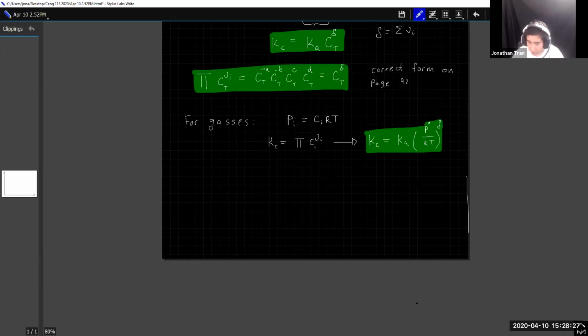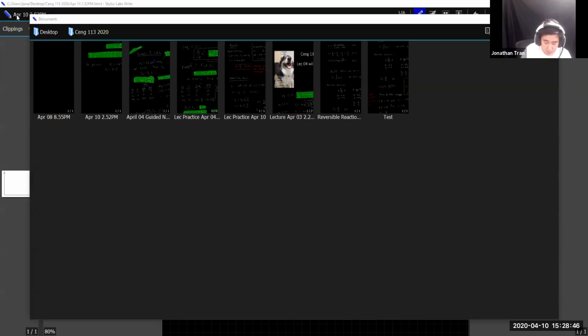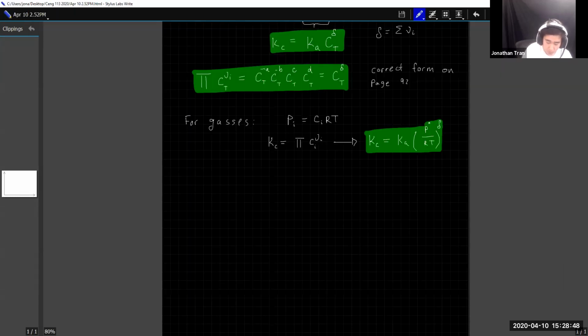Okay, so now knowing this information, we have a relationship between Kc and Ka in both the liquid and the gas state. So we can work through another example. Here we have the equation 1/2 A plus 2B in a reversible reaction with 2C.